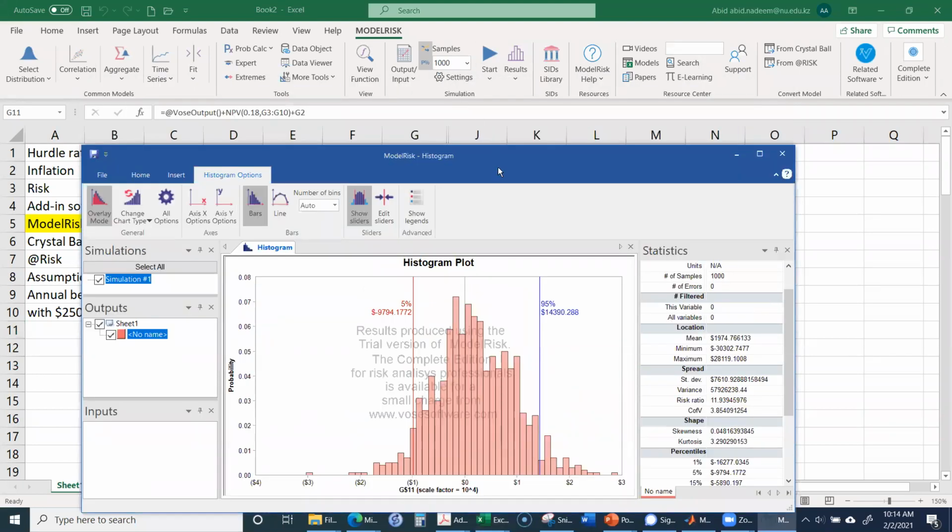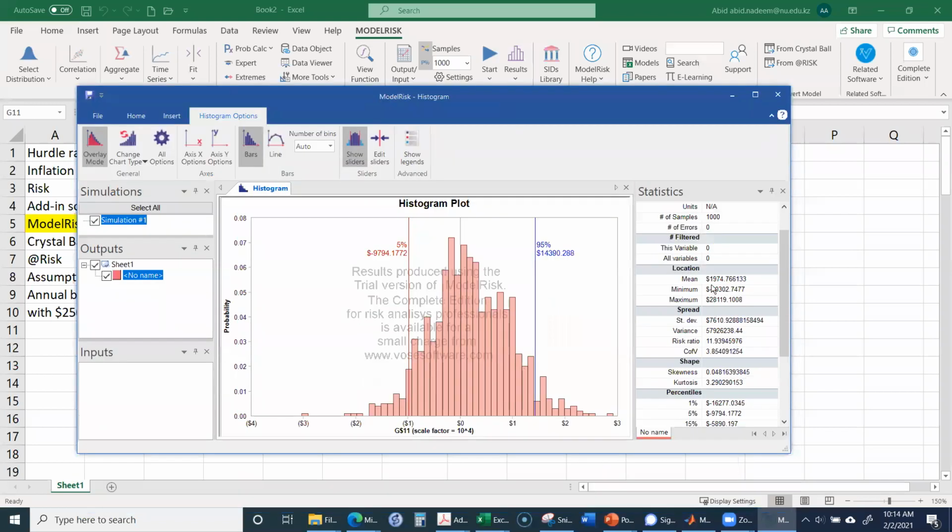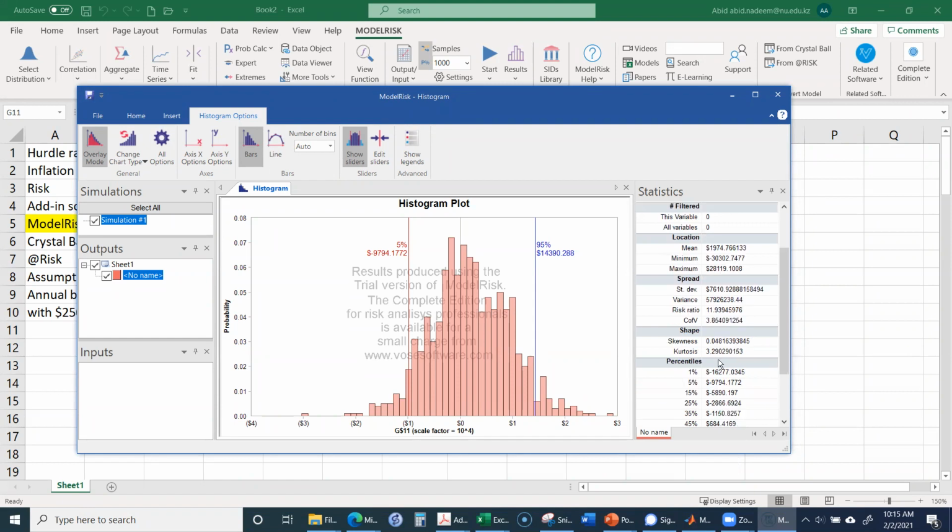As you can see, with 1,000 trials, we have obtained a mean net present value of $1,974, with a minimum net present value of minus $30,000 in one case, and a maximum value of $28,000 in one case. But the mean is 1,974, which is positive. And you can also see that the standard deviation is $7,610.